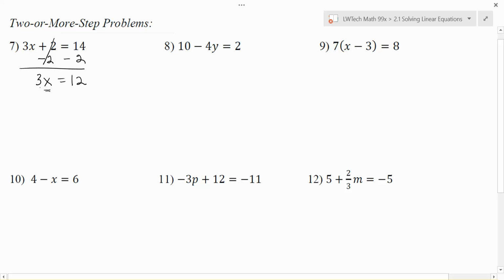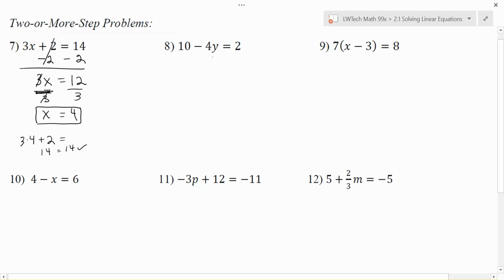Right now the x is being multiplied by 3, so to undo it, I'm going to divide by 3 on each side. Here, 3 divided by 3 gives me 1x. On the other side, 12 divided by 3 gives me 4. So x equals 4 becomes my final solution. And again, you can always check that answer by plugging it back into the original problem. So for example, 3 times 4, since I found out x was 4, plus 2. 3 times 4 is 12, plus 2 is 14, and sure enough, that checks out exactly right in my original equation. So you can always know if you did it right when you're done.